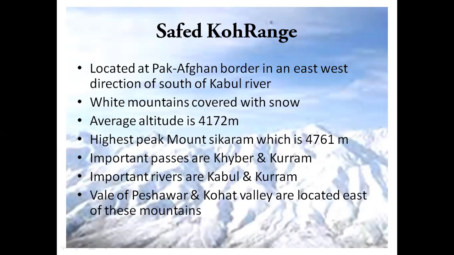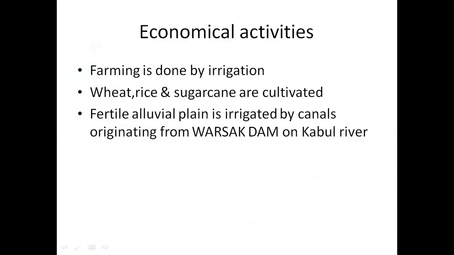And some other important features of Safed Ko range are Vale of Peshawar and Kohat Valley, which are located in east of these mountains. So, if we are talking about any region, we must know about its economic potentials and the activities that are done to earn that money. Farming is done by irrigation over there, and wheat, rice, and sugarcane are cultivated. Fertile alluvial plain is irrigated by canals originating from Varsak Dam on Kabul River. These are the economic activities, how the people who are living over there are earning their livelihood.